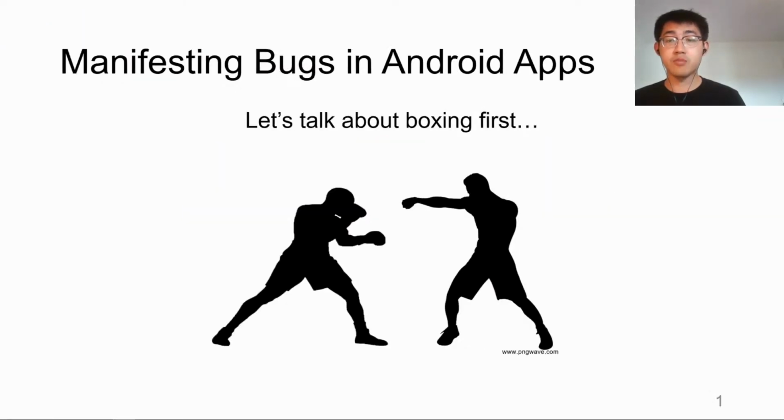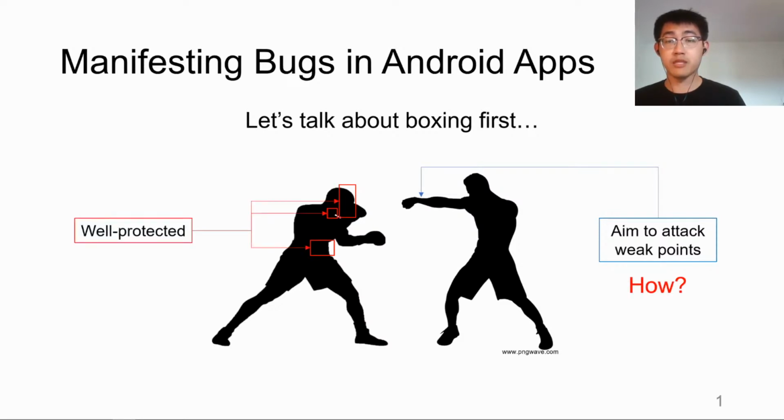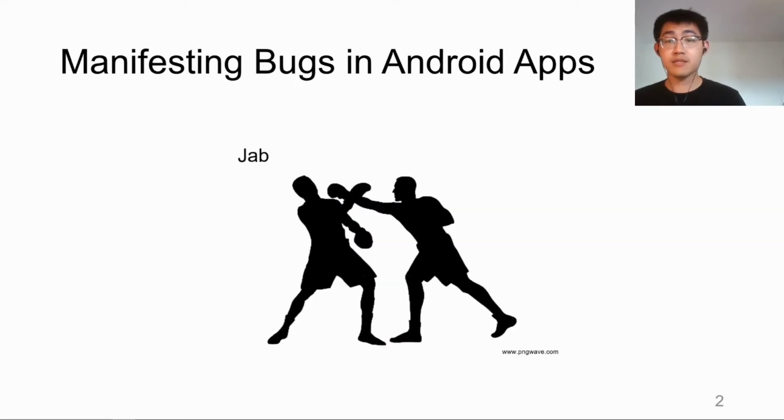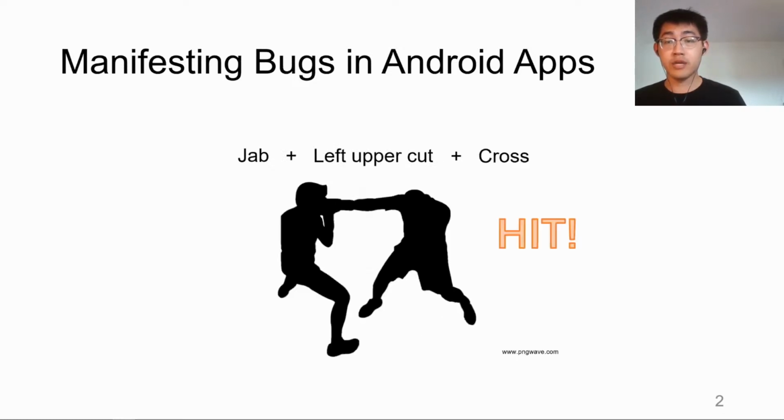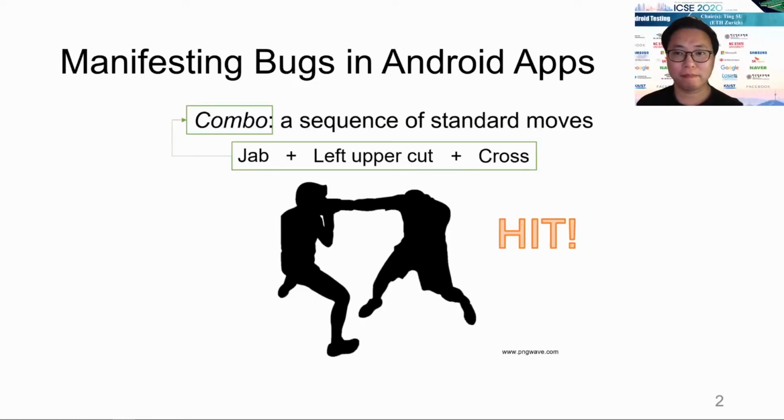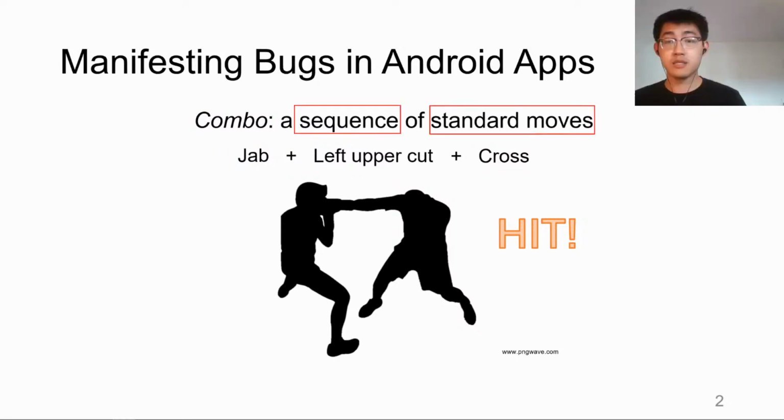Boxing is one of my favorite sports. During a boxing match, a boxer throws punches aiming to attack weak points of the opponent. However, these weak points are often well protected. So how can the boxer land a punch at the weak point? Normally, the boxer does so by conducting a sequence of standard moves. For instance, he can first throw a jab to draw attention, then a left uppercut to throw off the balance, and finally a cross to hit a weak point. Such a sequence of standard moves is called a combo.